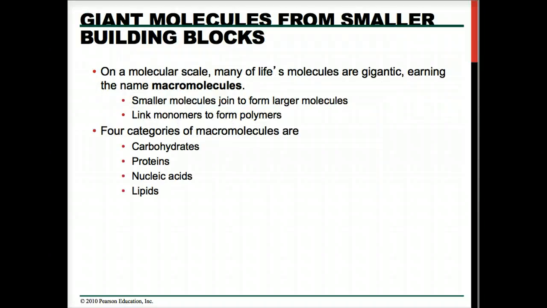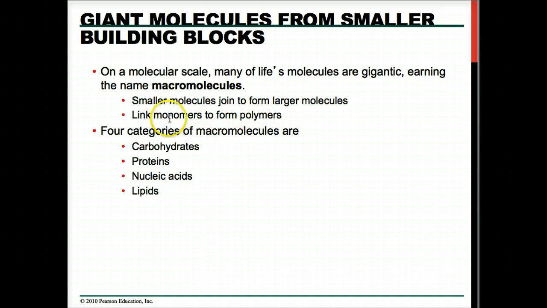So we've talked about carbon, right, and the basics of a hydrocarbon. Now what do we do when we start putting all of these carbons together? We get something called macromolecules, right? And so a hydrocarbon is just a molecule. Macro means large, right? So you can imagine that a macromolecule is going to be a very large molecule made up of many components. These are smaller molecules which join to form larger molecules, and they link monomers to form polymers. So mono means one, poly means many.